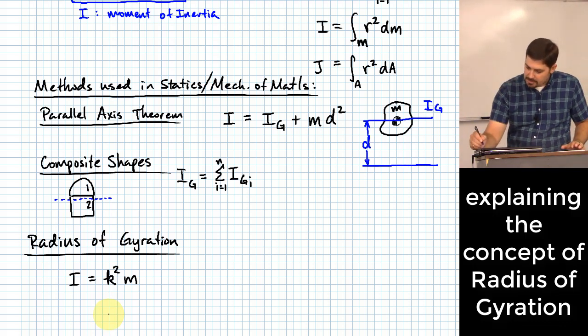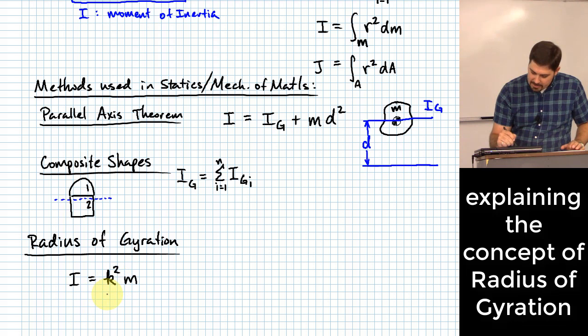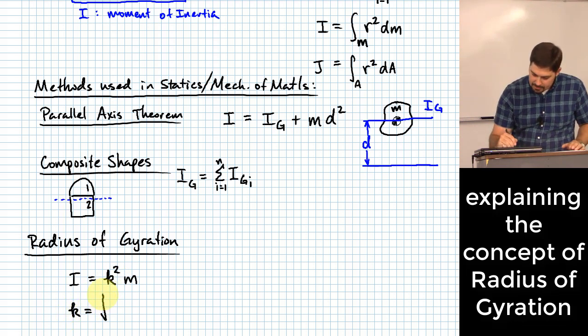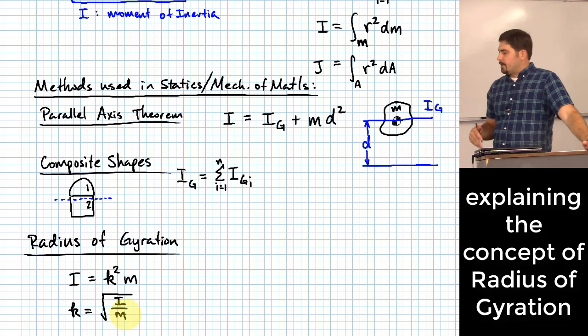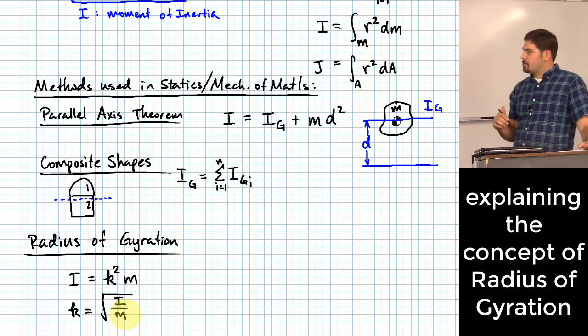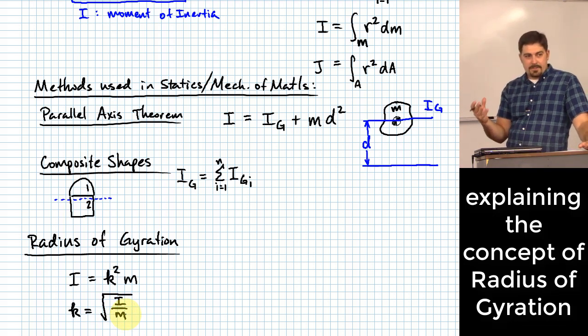Sometimes it works the other way too, where k would just be equal to the square root of I over m. Meaning, if you know the mass moment of inertia and you know the mass of the object, you can figure out what this radius of gyration is.